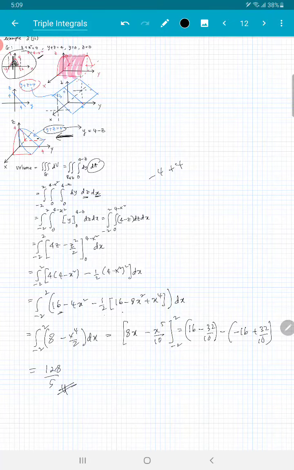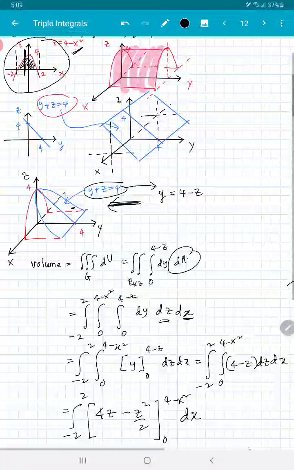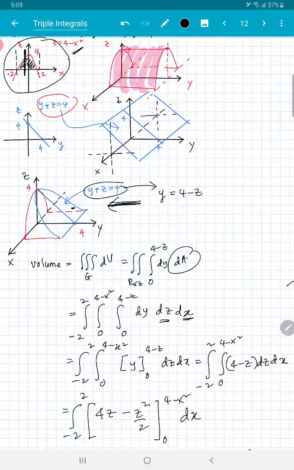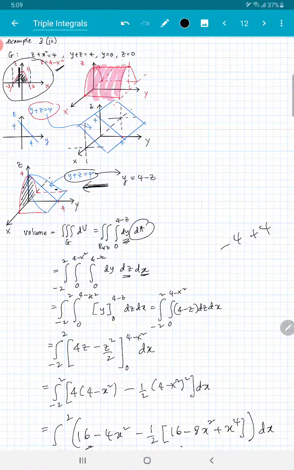So in this example, we have to project our solid onto the xz plane. Then this would be our region R on the xz plane. So the order of integration should be with respect to y first. Okay, thank you.